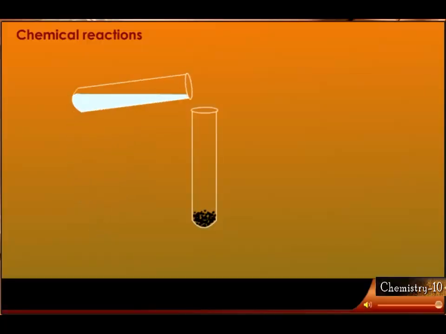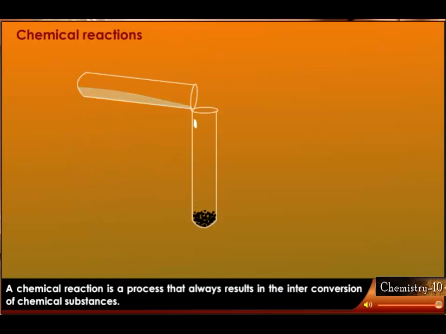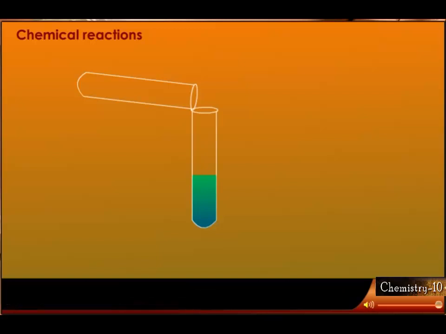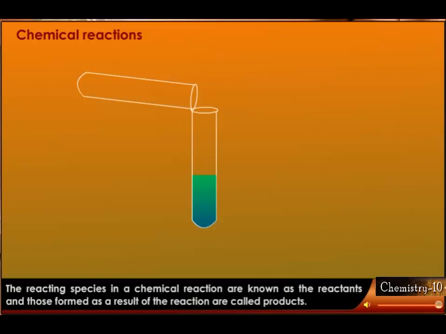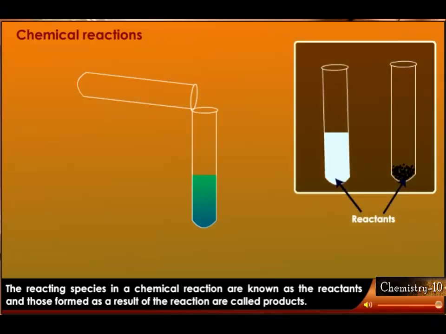Chemical reactions. A chemical reaction is a process that always results in the interconversion of chemical substances. Chemical reactions are usually characterized by a chemical change which yields one or more products having properties different from the reactants. The reacting species in a chemical reaction are known as the reactants, and those formed as a result of the reaction are called products.